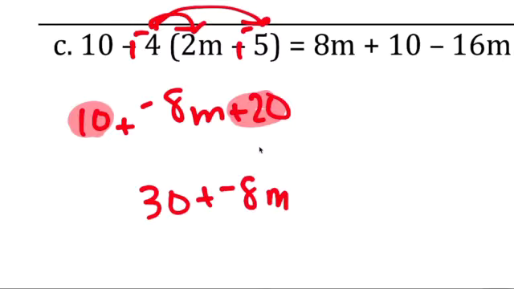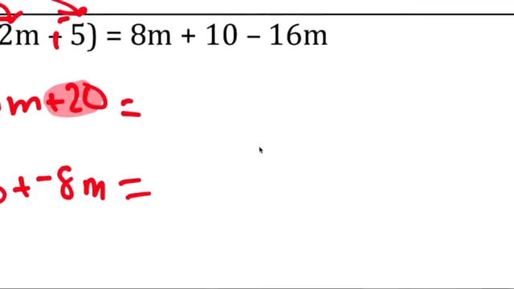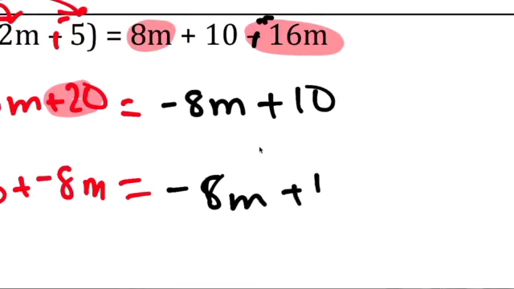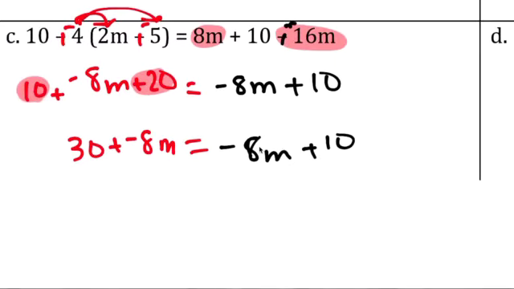On this side, let's simplify the other side. This other side, you get 8m. Combine that to negative 16. You actually subtract, get negative 8m. You add them. You get negative 8m plus 10. You can't do anything further, so let's just copy it down so we can finish.